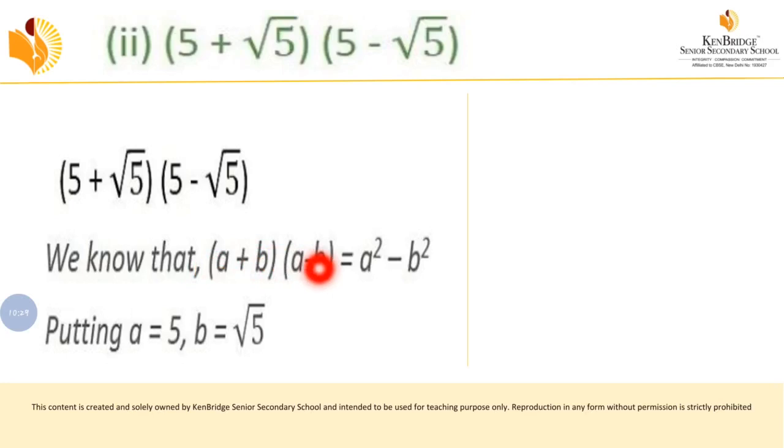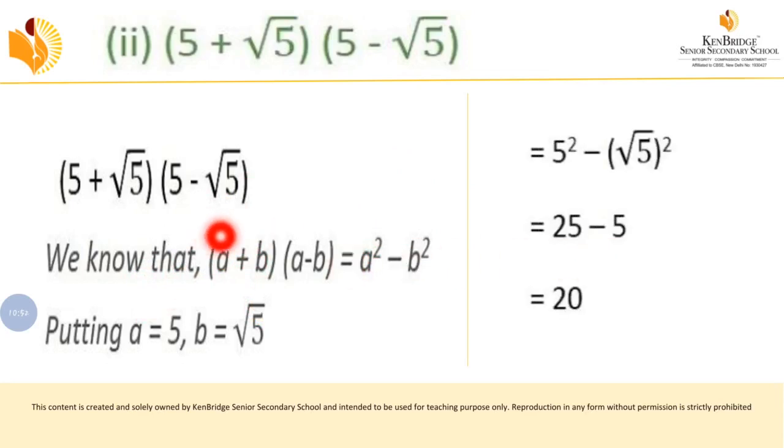So we know that formula already. (a plus b) into (a minus b) is equal to a squared minus b squared. But here, instead of a, which number is present? 5. Instead of b, we have root 5. So we are going to use this formula. Instead of a, you should write 5. Instead of b, you should write root 5. Okay, so let's see.